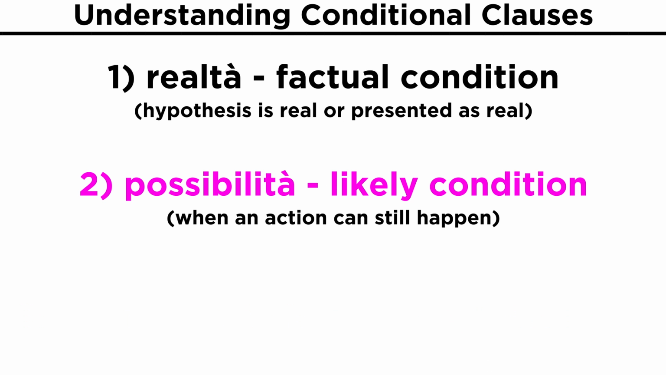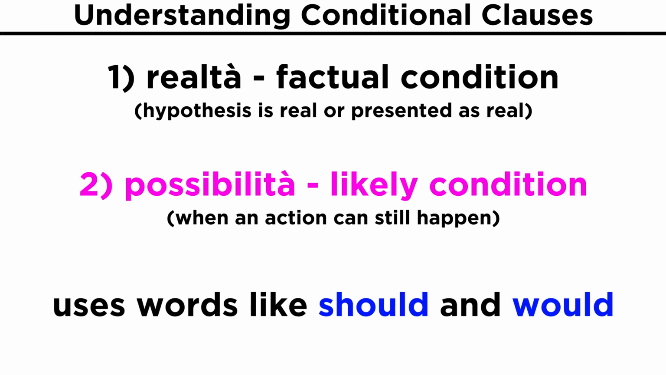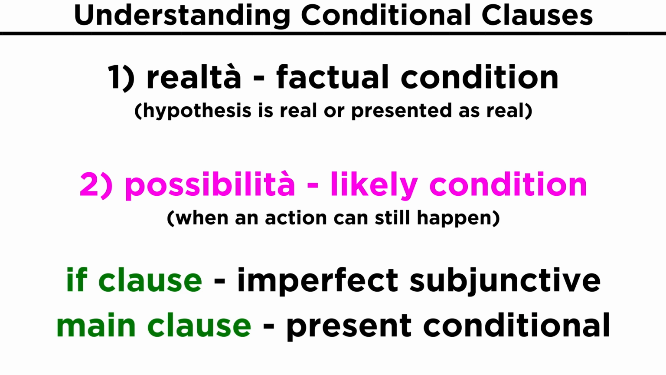The second type is called possibilità, or the likely condition. This is when an action can still happen. In English, these clauses use words like should and would. In Italian, such conditions will require imperfect subjunctive for the if clause and present conditional in the main clause.